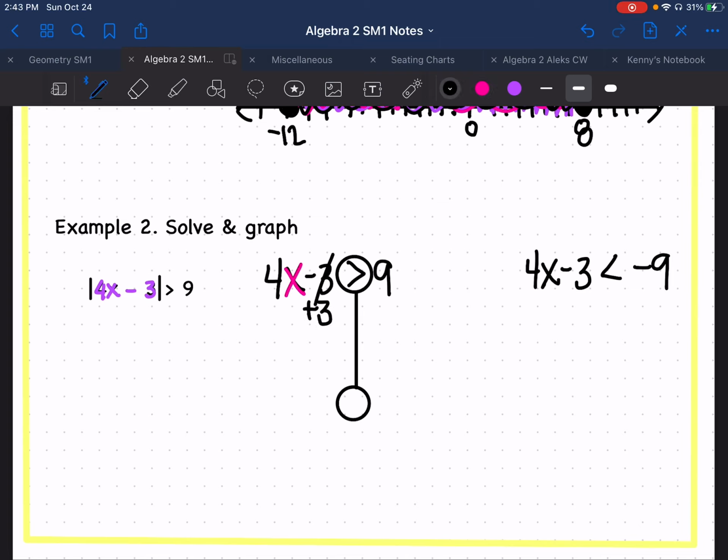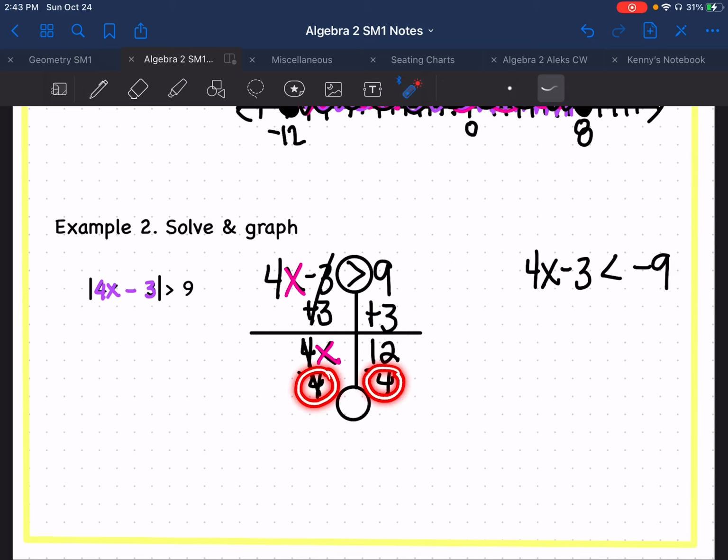We're going to go ahead and add the 3 to both sides. And remember, just like in the equations, if you want to, you could do these two at the same time because your operations are going to be the same: plus the 3, and then dividing by 4. Here's where I have to really look. Are these negative? No, they are not. They are positive, so our symbol's going to stay the same. x is greater than 3.